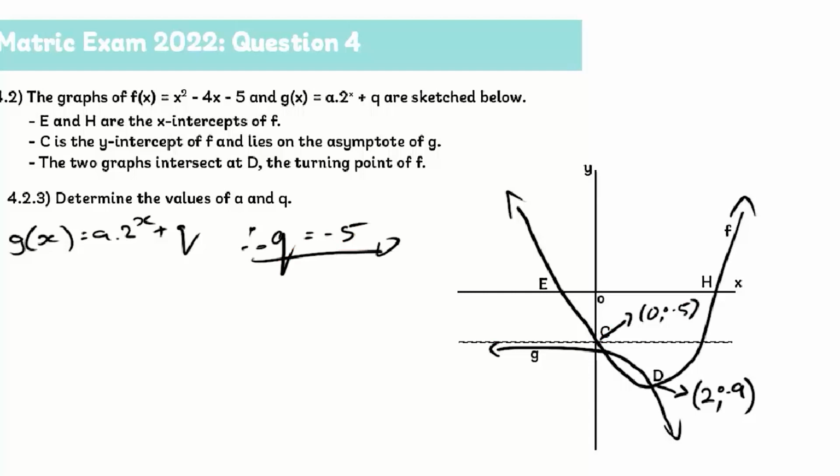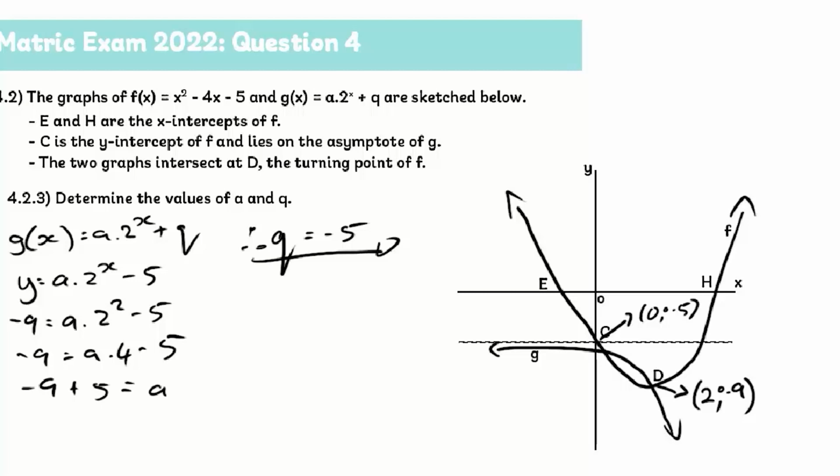The next part is we have to determine what the variable a is equal to. We know that the turning point D intersects with the graph g, and therefore we've got an x and a y value. So if we look at this, y equals a times 2 to the power x minus 5. y is minus 9, and x is 2. This will equal minus 9 equals a times 2 squared minus 5, which is a times 4 minus 5. Minus 9 plus 5 equals a times 4. That'll equal minus 4 over 4, which equals a. Therefore, a equals minus 1.